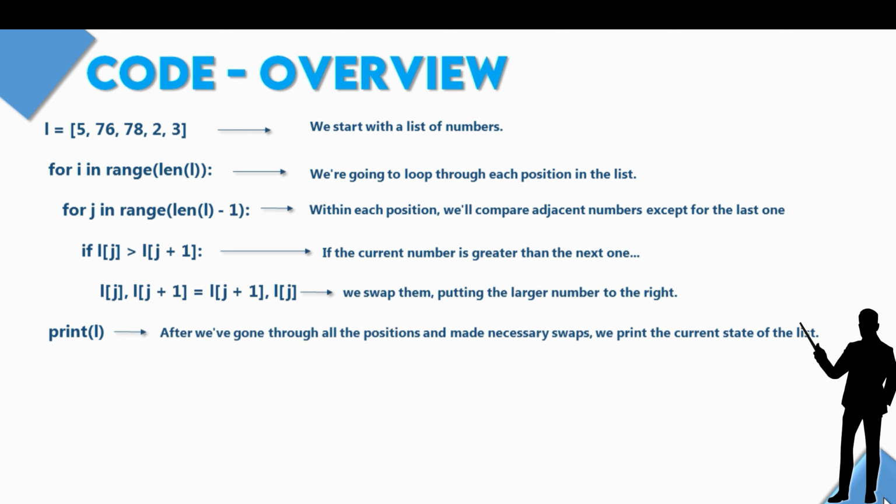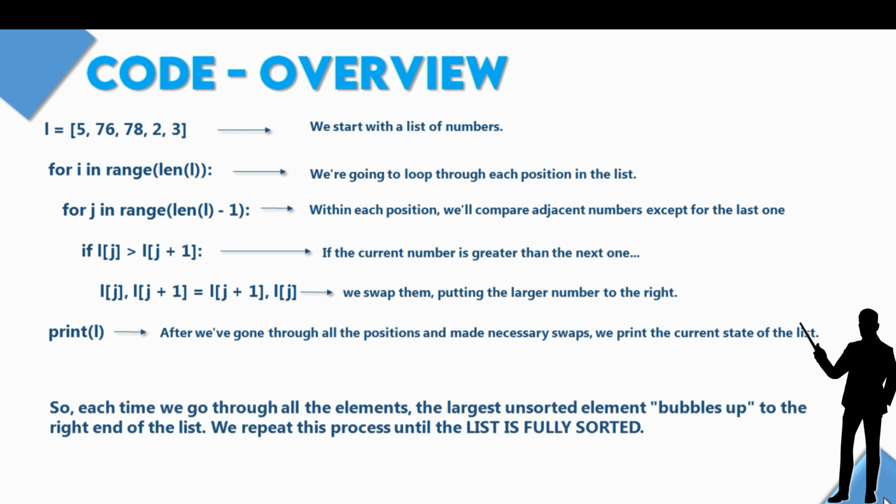After we've gone through all the positions, and made necessary swaps, we print the current state of the list. So each time we go through all the elements, the largest, unsorted element bubbles up to the right end of the list. We repeat this process until the list is fully sorted.